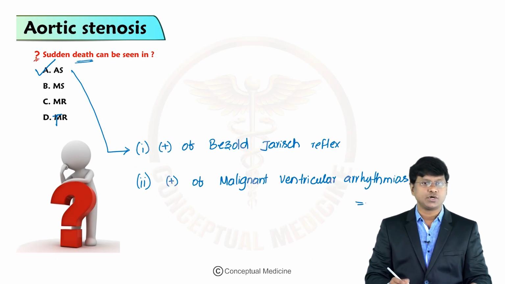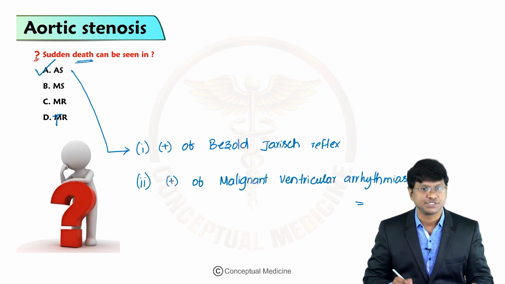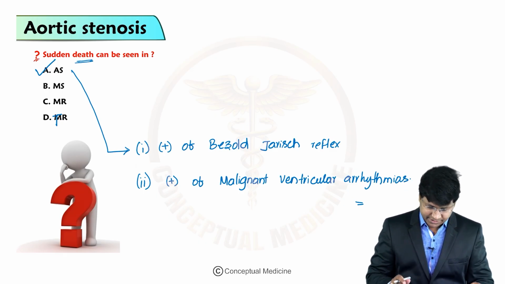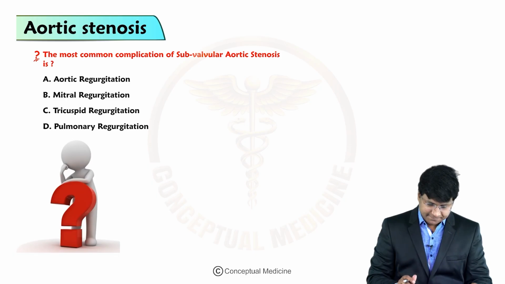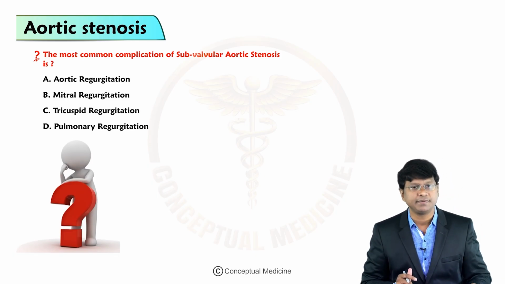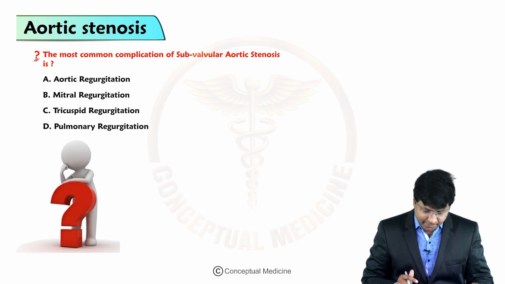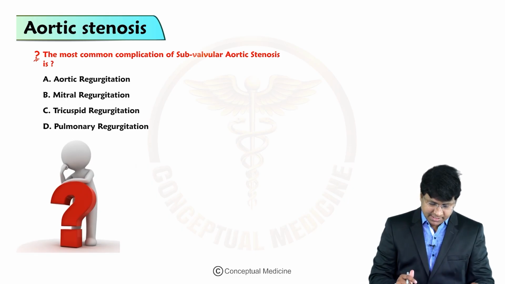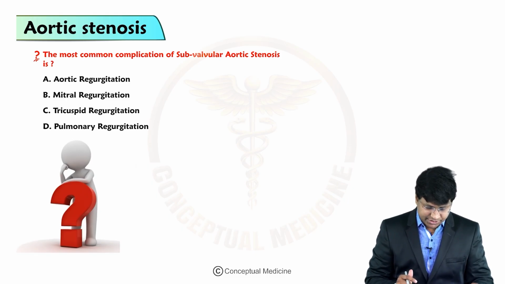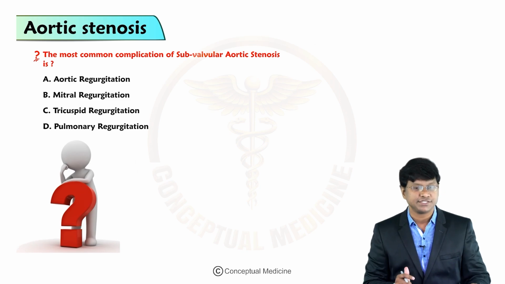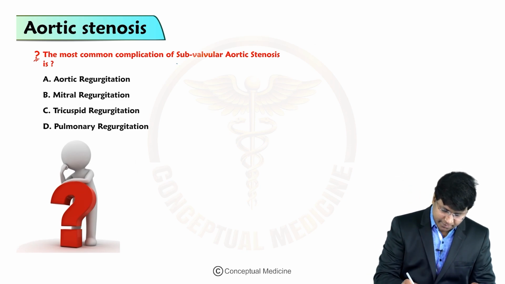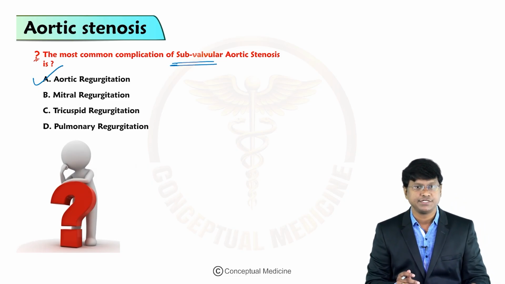Okay, so this will be the cause for sudden cardiac death in patients with aortic stenosis. Next, the next important question is the most common complication of subvalvular aortic stenosis. Aortic regurgitation, mitral regurgitation, tricuspid and pulmonary regurgitation. So, the most common complication of subvalvular aortic stenosis will be aortic regurgitation.